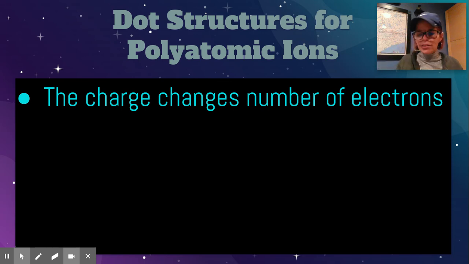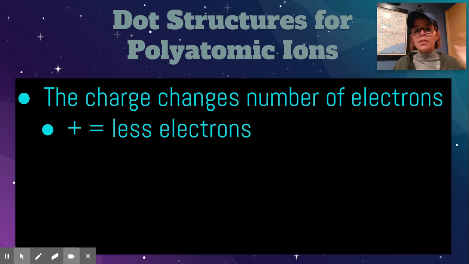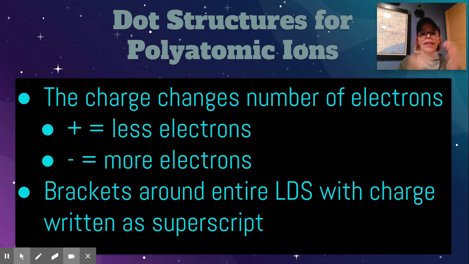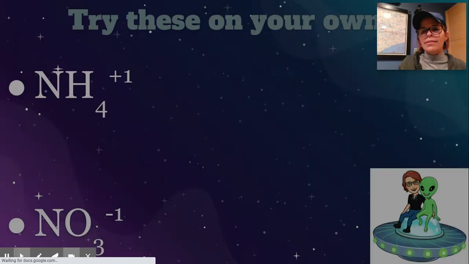If it's positive, you subtract from the number of valence electrons that you counted, and if it's got a negative charge, then you add that many more electrons. And then you put brackets around the entire thing with the charge written as a superscript.